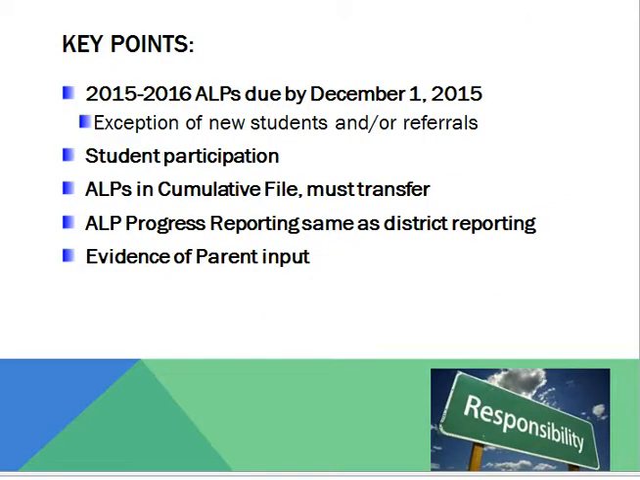Again, to summarize, starting this year, all ALPs are due for current students by December 1. Exceptions include new students and/or referrals. Students have to be in participation and they have to be active either in their ALP or in programming. ALPs have to be in their cumulative file and they must be able to transfer with the student no matter where the student goes. We again have to make sure that we are providing district reporting for the ALP at the same time that we're providing quarterly grades or semester grades. And also we have to show evidence of parent input.